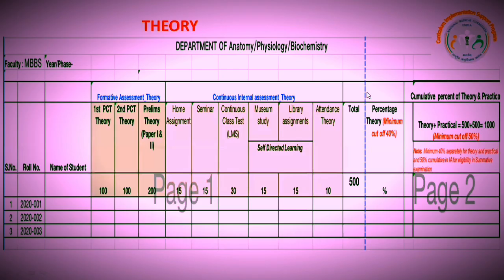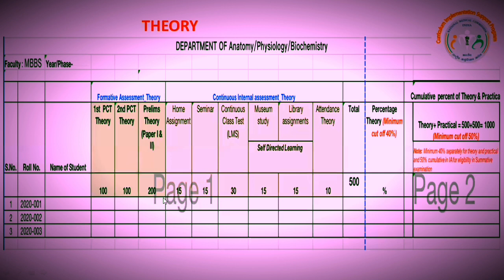Now, if we move towards the theory, formative assessment is per se as it was in earlier times: first part completion test theory for 100 marks, second part completion test for 100 marks again, and send up or prelim theory for 200 marks. So this totals up to 400.